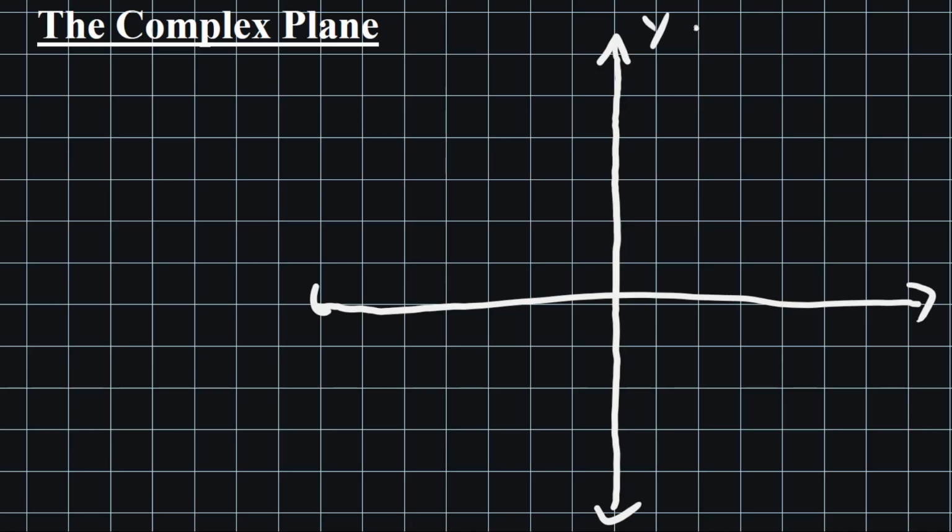That would be our y-axis, and that would be our x-axis. Now for a complex plane and for complex numbers, it works a little bit differently. We don't really have an x and y axis, or that's at least not what we call them. The y-axis, actually, this is our imaginary axis.